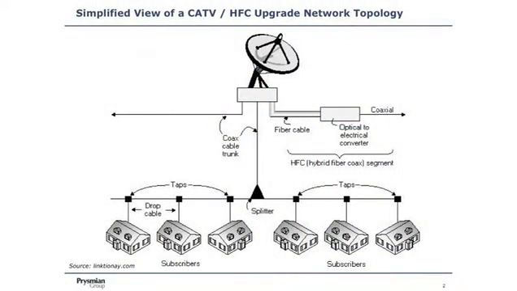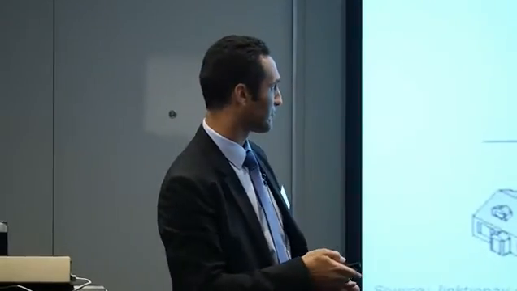So what's a cable TV infrastructure? Basically, you have a headend where you receive your channels, and then you distribute this through a cable trunk, a coax trunk, to the end users. So you have different taps here, then drop cables connecting the different premises.